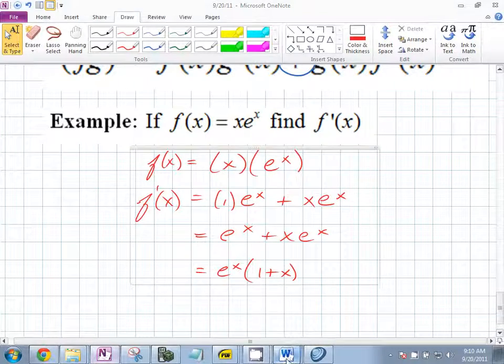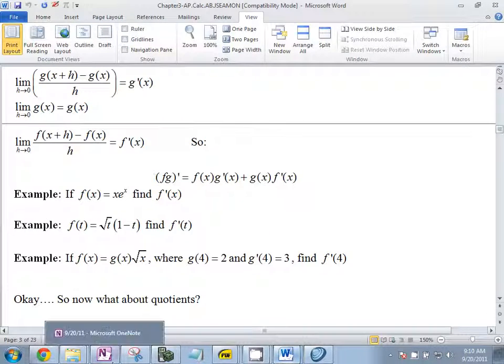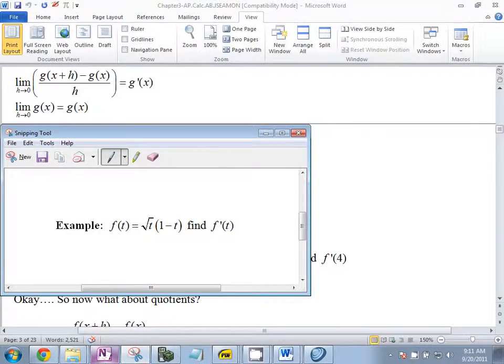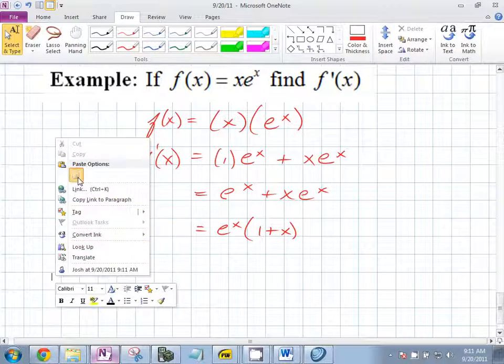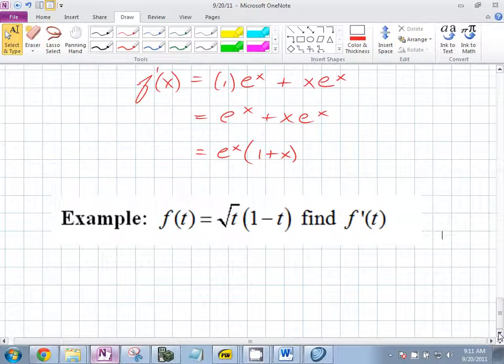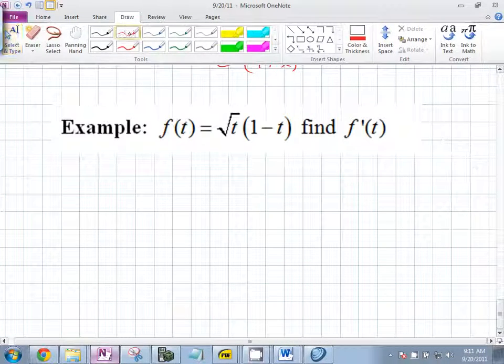Now what about this right here? The not so nice derivative. This one right here. Well, it's not as bad. You know the rules. You can definitely do this one. Absolutely. What's the first function? Square root of t. Second function, 1 minus t. So in this case, what would f prime of t be?